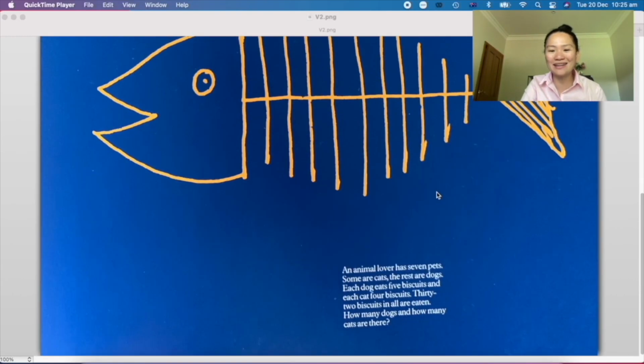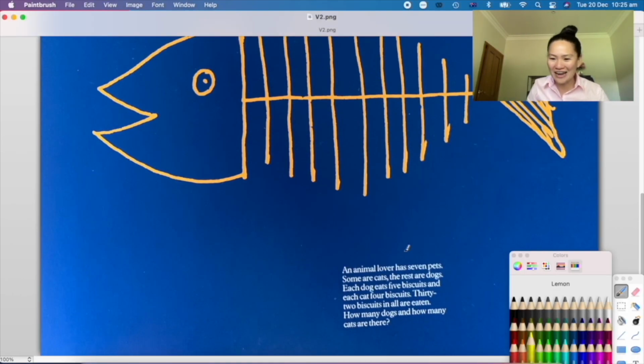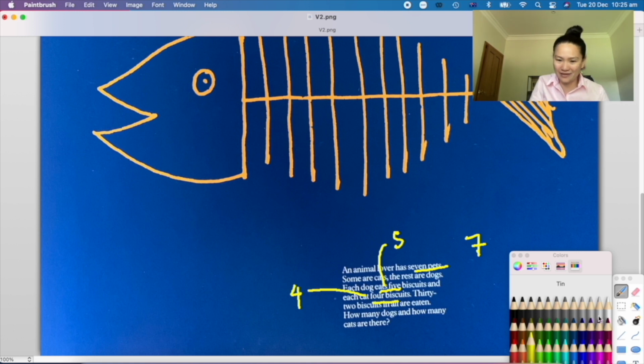Again, super quick. Let's see from here. The animal lover has 7 pets. I'm going to go super quick, because I taught you in detail already. Its dog eats 5 biscuits, its cat eats 4 biscuits. How many biscuits do they eat together? The total is 32. They want you to find the number of dogs and the number of cats.